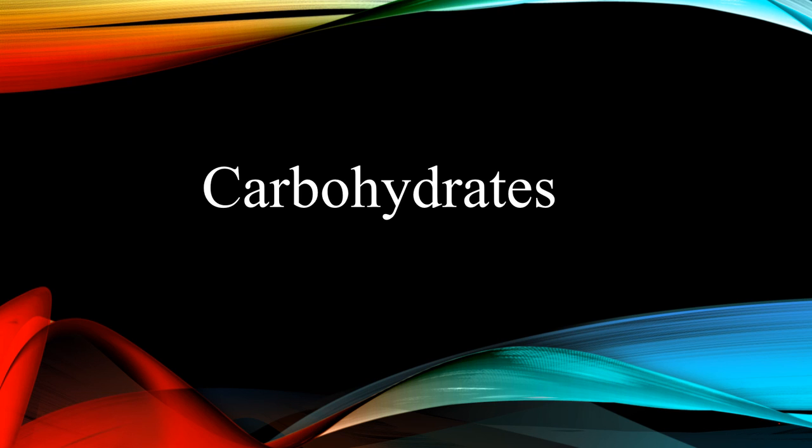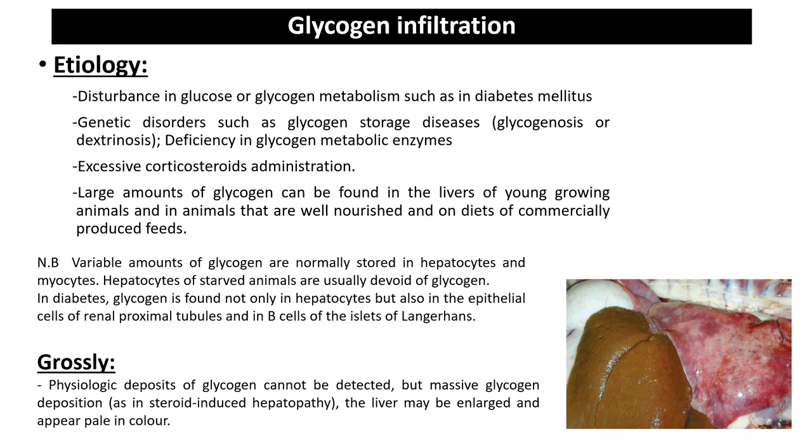Then we're gonna discuss disturbances in carbohydrates metabolism. So the condition here is glycogen infiltration. Before discussing glycogen infiltration, you have to know that glycogen is normally present and stored in hepatocytes and myocytes. And this is kind of a reserve energy for the body if needed.